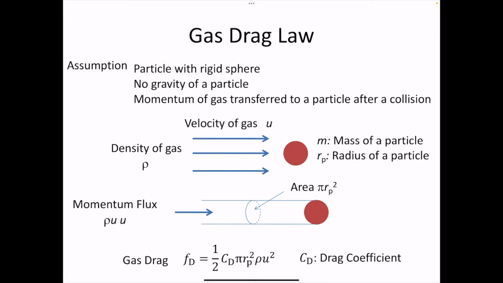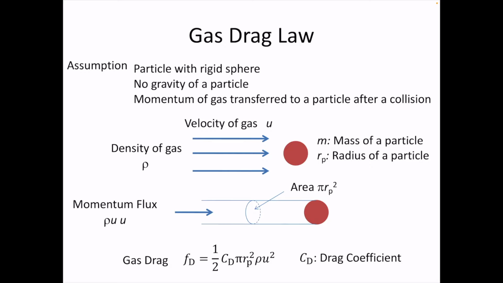Then I'd like to explain the gas drag laws. So we use three assumptions. The first assumption is a particle with rigid spheres. The second assumption is we don't consider the gravity of particles. The third assumption is the momentum of gas is transferred to particles after a collision.